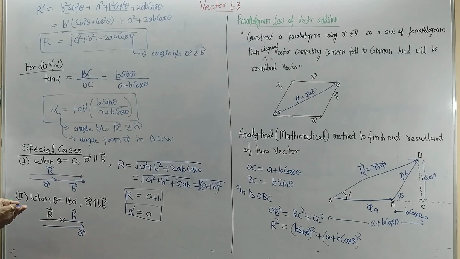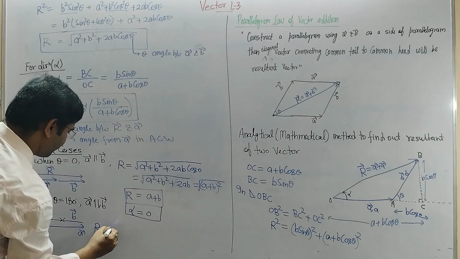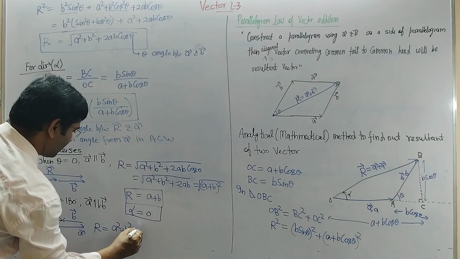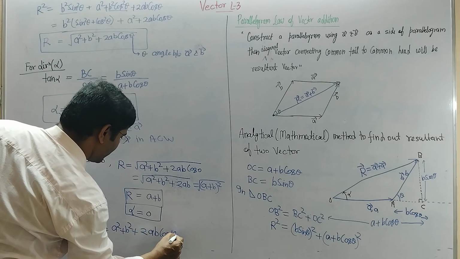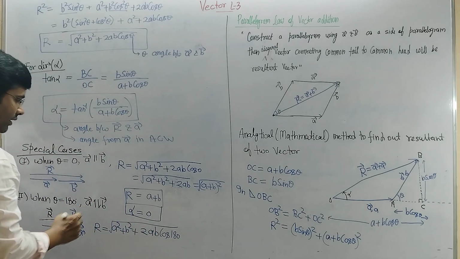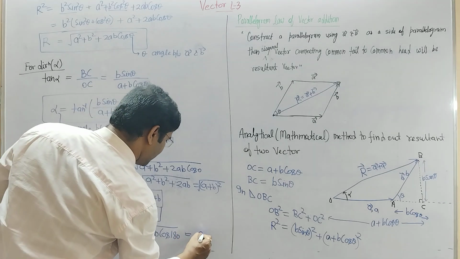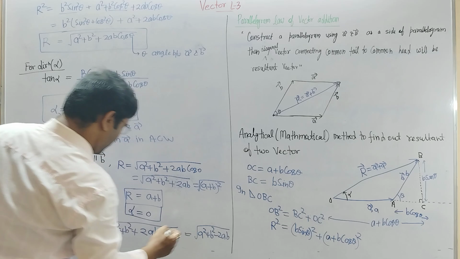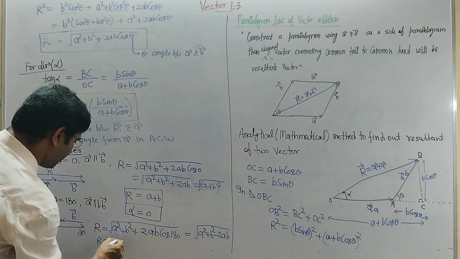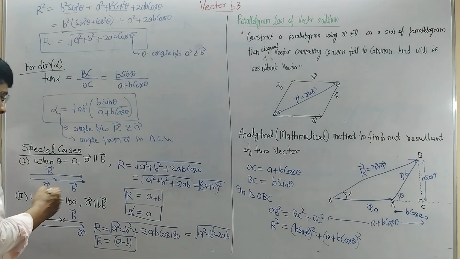So here if I put theta equal to 180, because in this situation theta is 180, the resultant I will get is root of a square plus b square plus 2ab cos 180. If I calculate this value, cos 180 is minus 1, so it will be a square plus b square minus 2ab, that is equal to a minus b. So this is how I get a minus b. Now what would be alpha here?